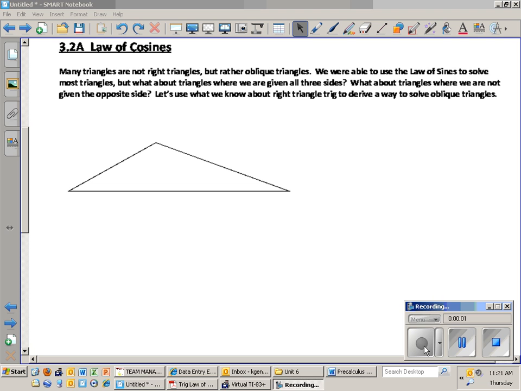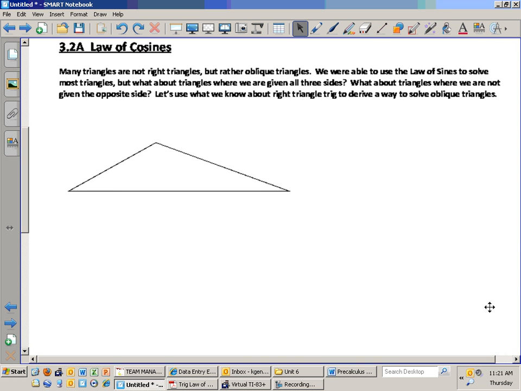So we start. It says many triangles are not right triangles, but rather oblique. We've been down that road. We were able to use the law of sines to solve most triangles. But what about triangles where we have, say, all three sides given, but no angles? Or what about two sides with an included angle?